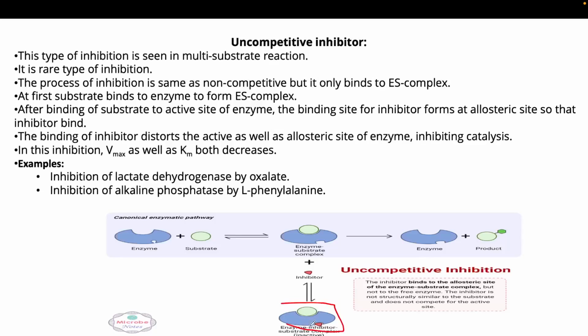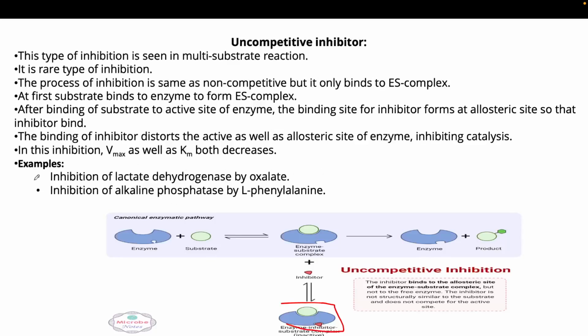So it works in a cooperative manner. But it won't allow the enzyme to convert the substrate to product, so that's why the Vmax is also decreased. Km is decreased because it is increasing the stability with the substrate, and the binding affinity for the substrate also increases. But the Vmax is decreased because it is not allowing the substrate to convert into product.